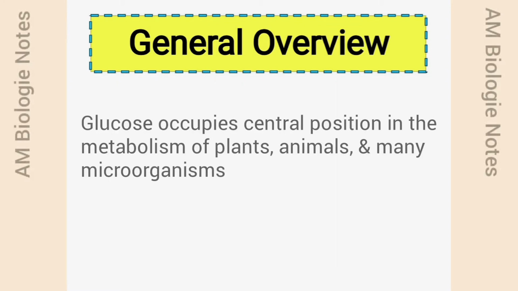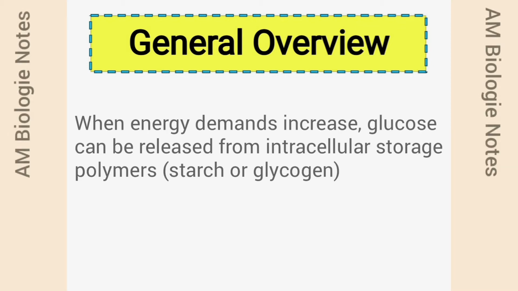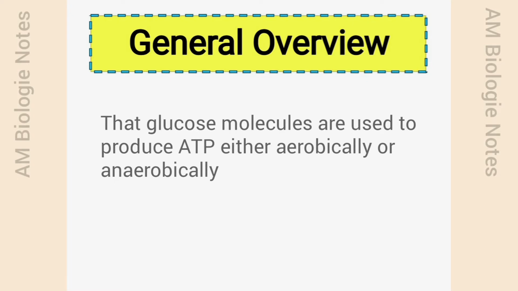General overview. Glucose occupies a central position in the metabolism of plants, animals, and many microorganisms. It is relatively rich in potential energy and thus a good fuel. When energy demands increase, glucose can be released from intracellular storage polymers, and those glucose molecules are used to produce ATP either aerobically or anaerobically. So, today's discussion is the glycolysis process.